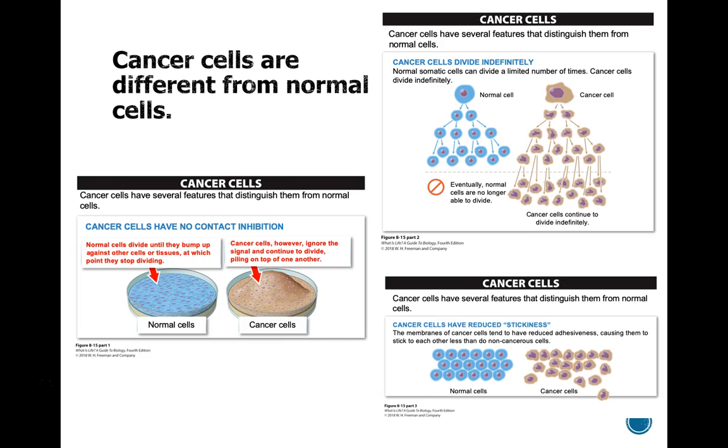So cancer cells are genetically different. They have a mutation that causes them to lose control of the cell cycle and divide continuously. But there are a few other characteristics that make cancer cells different from normal cells. So the first is that cancer cells lose something called contact inhibition. So basically, normal cells divide until they grow and bump into other cells.